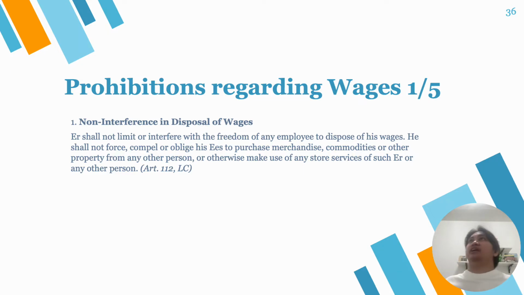So even if you're an employee of, say, SM, you can actually spend on your grocery in Robinsons if you want to, because SM cannot prescribe or prohibit you from doing so. This is the non-interference in the disposal of wages. Once you're paid, you have the absolute autonomy to spend your money, whether you spend it for gambling, for prostitution, whatsoever. I'm not saying that's correct, and we're not saying that you should do it, but the employer cannot stop you from doing it by virtue of the non-interference in disposal of wages principle. That's under Article 112 of the Labor Code.